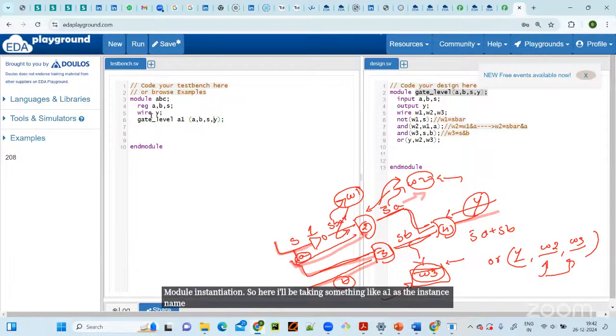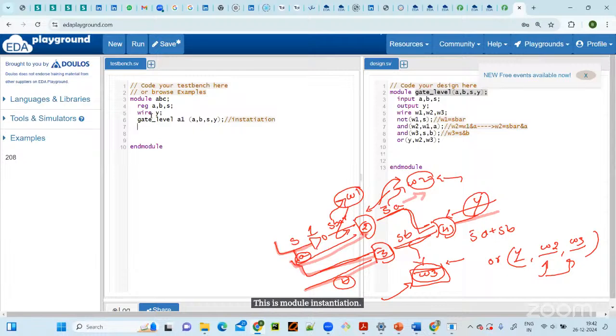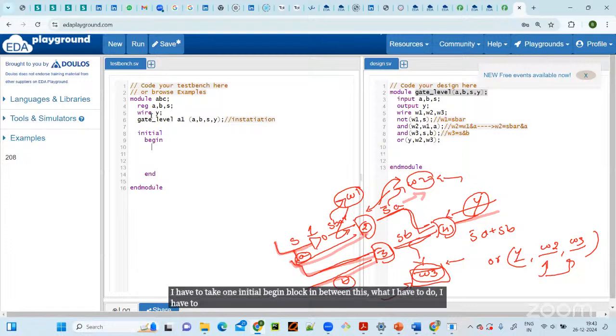Okay, what is this line number 6 talking here? It is telling us it is instantiation. This is module instantiation. Then I have to take one initial begin end block. In between this, I have to write my core logic.